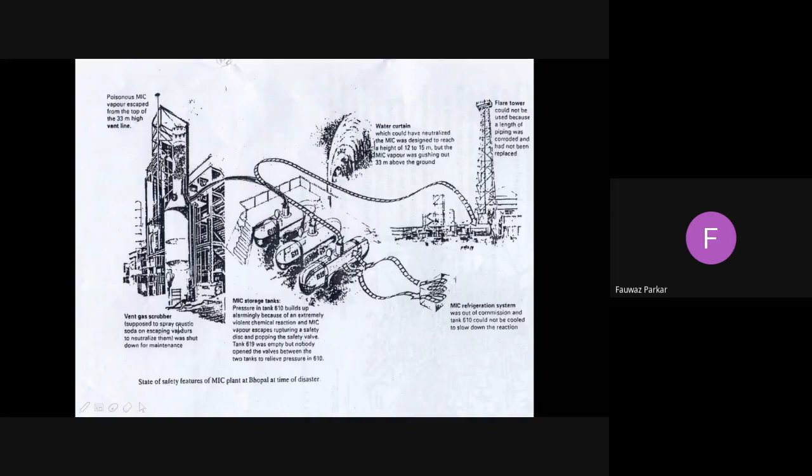Of course the vent gas scrubber was there. It was supposed to spray caustic soda on escaping vapors to neutralize them, but that was shut down for maintenance. So this was again a problem. Poisonous gas escaped from the top of the vent. You can just imagine how compounding this problem was.